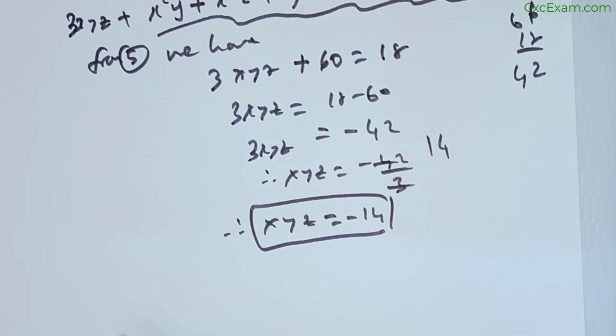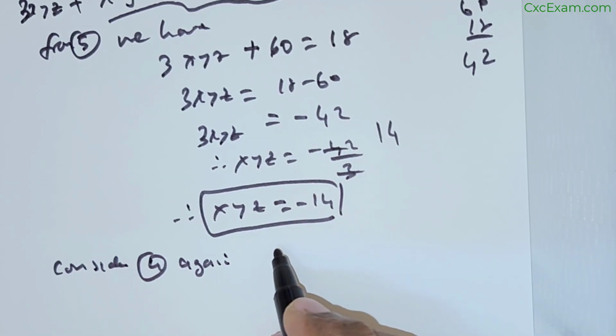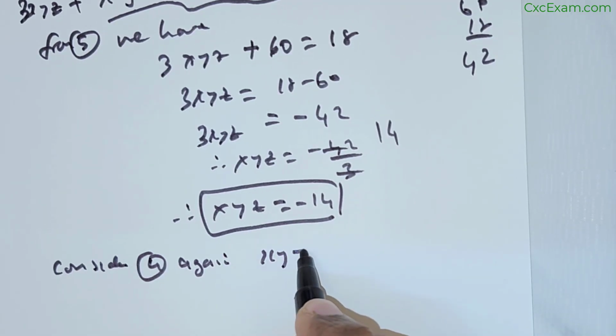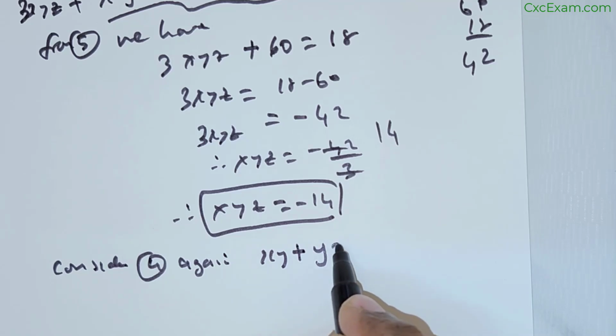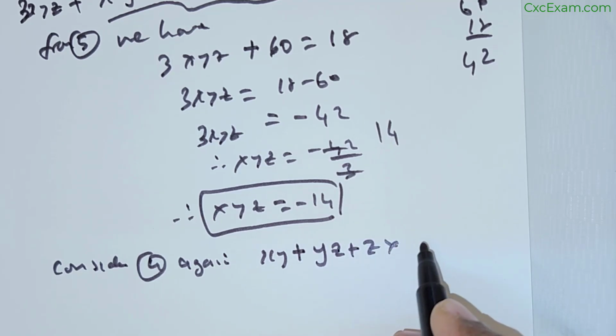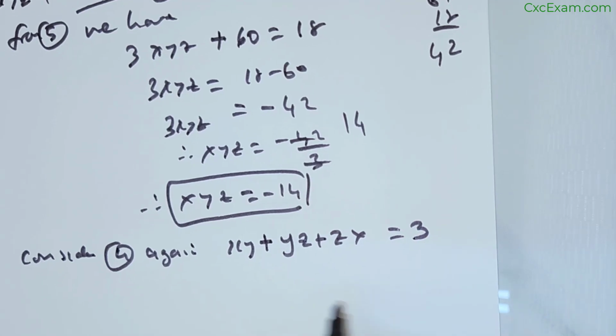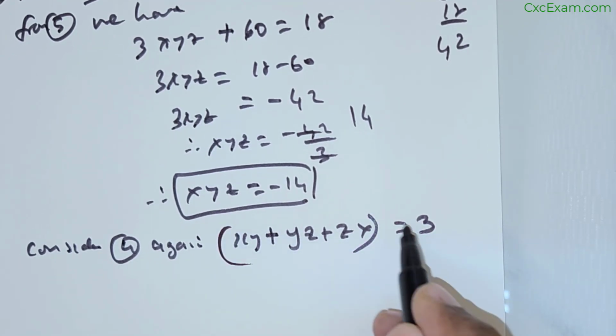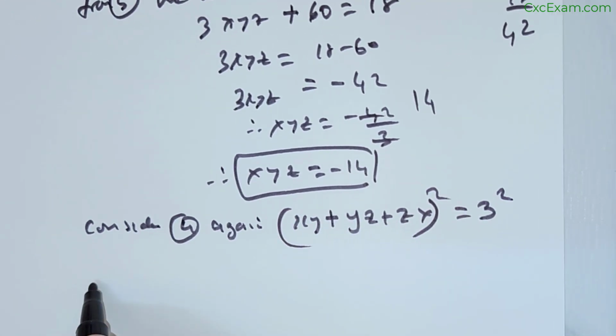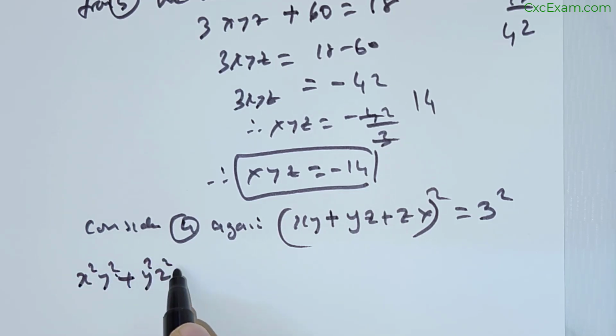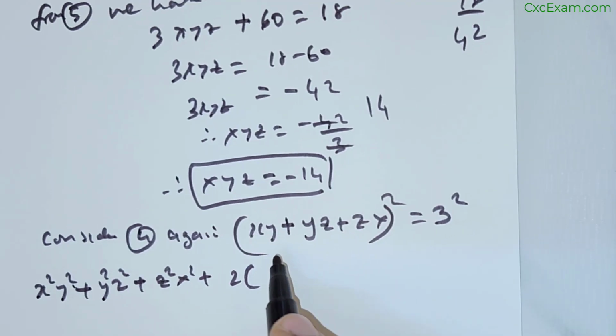Okay, fair enough. So now consider 4 again. Okay, so you have xy positive yz positive zx is equal to 3. This is 4. So you square both sides. So this is going to give you x squared y squared, positive y squared z squared, positive z squared x squared, positive 2 times up.